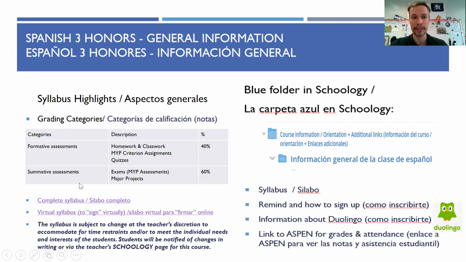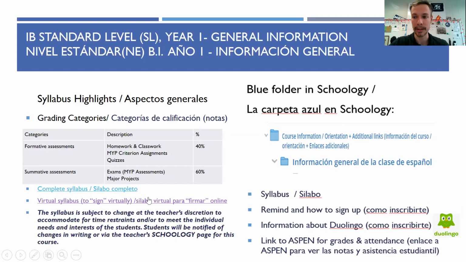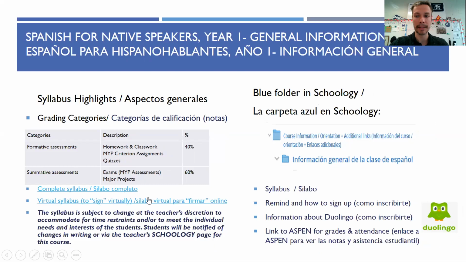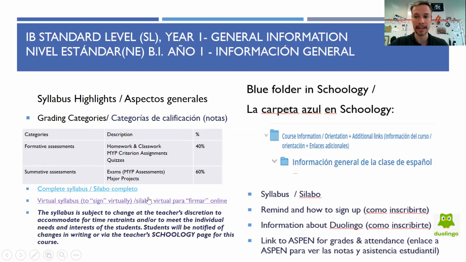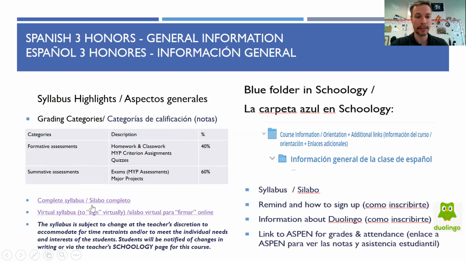You can see as well below there's a link to the complete syllabus. And so the syllabus for each course, whether it be Spanish 3 Honors, IB Standard Level Year 1, and Native Speakers, there's a link to that syllabus, as well as the virtual syllabus, which is a nice way for students and parents or guardians to be able to turn in the syllabus early on this semester. Note that it's subject to change, and this is simply for the best interest of the class as a whole and for the students as individuals.